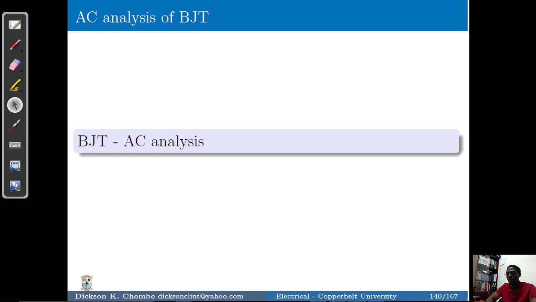Today we're going to look at bipolar junction transistor AC analysis. I believe that we all are aware what bipolar junction transistors are. Basically, transistor comes from two words, to transfer and resistor. So it transfers across resistance.